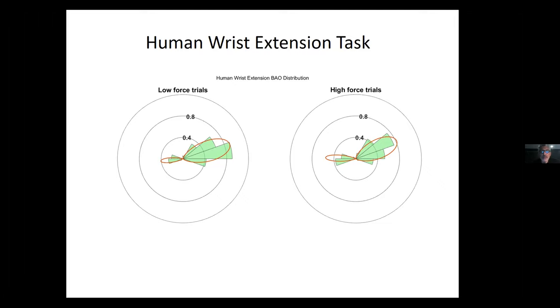Likewise, we find attenuation in the hand knob area of motor cortex in the human. We also find spatially organized propagation, which again is bimodally distributed. This is in two kinds of task trials: low force trials and high force trials. We're seeing a distribution of orientations that form an axis going one way or the other, and it doesn't really seem to depend on the nature of the task or the condition, whether it's high force or low force.